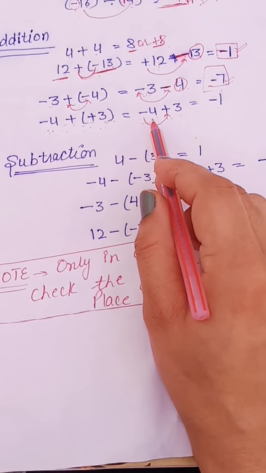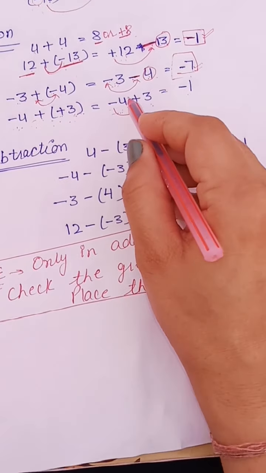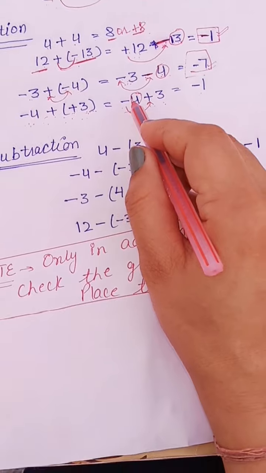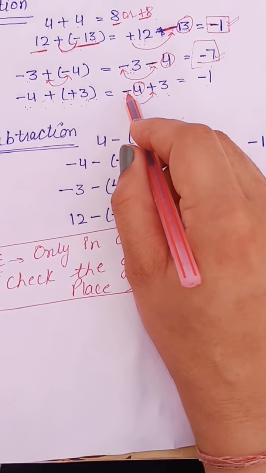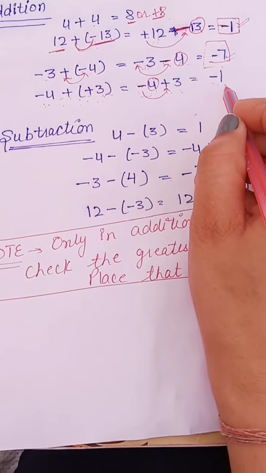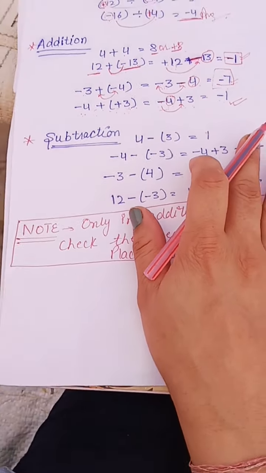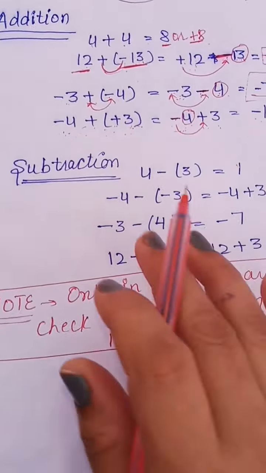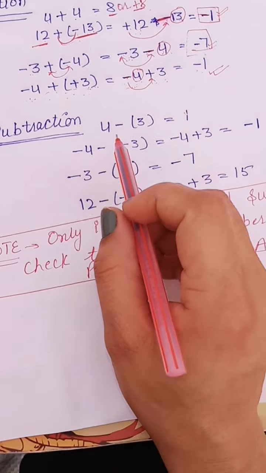4 is greater or 3 is greater? 4 is greater than 3. Okay, 4 is greater than 3 and in front of the 4 there is a minus. Then you can use this minus in the answer. Your complete answer will be minus 1. Clear? Now come to the subtraction. How will we add the integers?